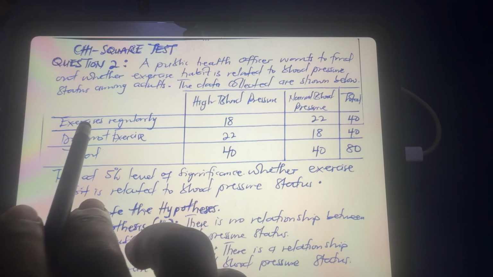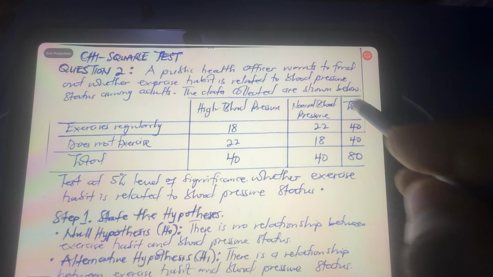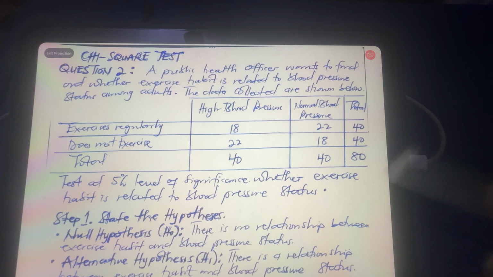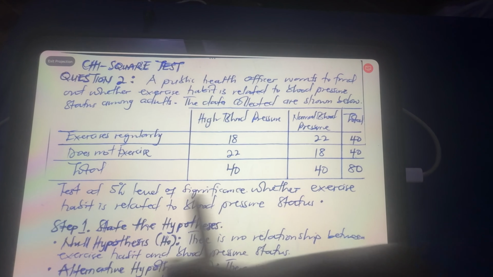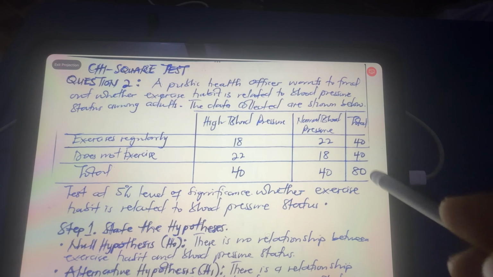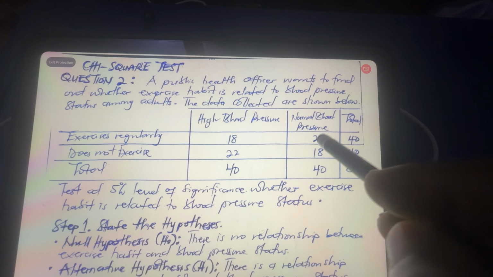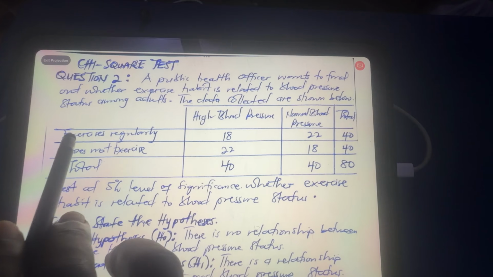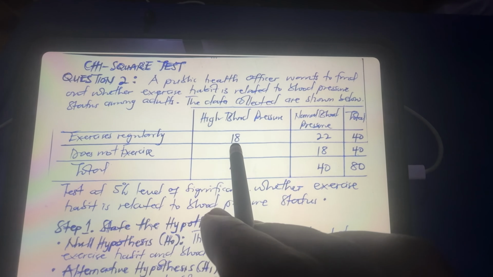So we have those who exercise regularly. This is how we interpret the table. Now in chi-square test, this table that will be given to you in the question, we call it the observed frequency table. Now, from the table, those who exercise regularly, 18 of them have high blood pressure.